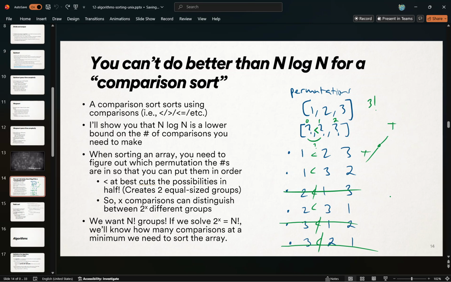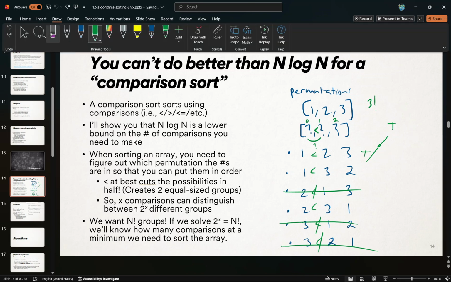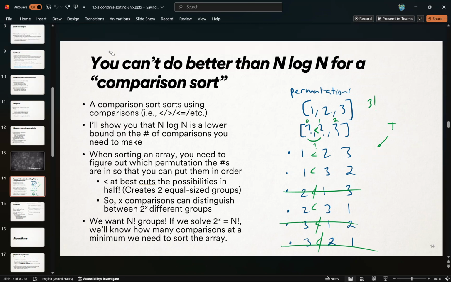So in total, if you make X comparisons, you can distinguish between 2 to the X groups. One comparison gives you 2 to the 1, 2 groups. It's always going to be powers of 2. So with X comparisons total, you can distinguish between 2 to the X different groups of numbers. You can cut off and separate it in that many different ways, all right?